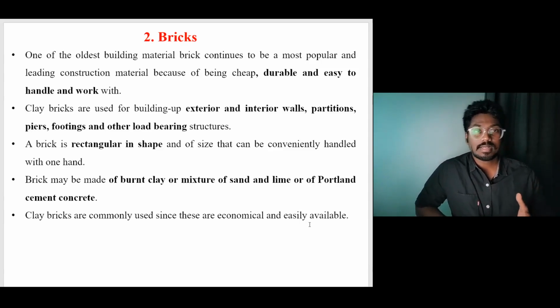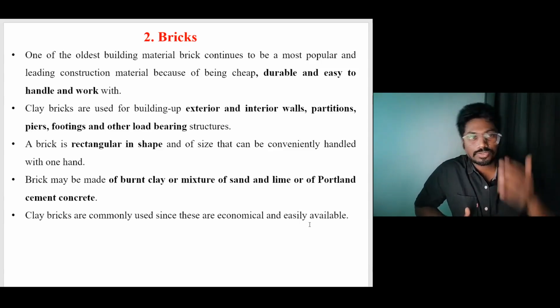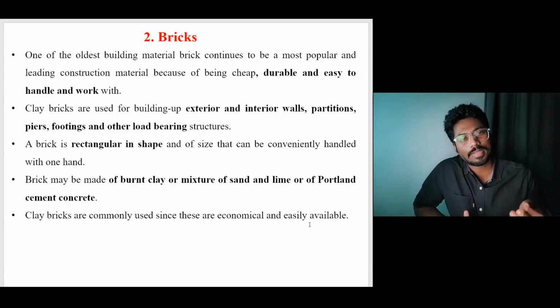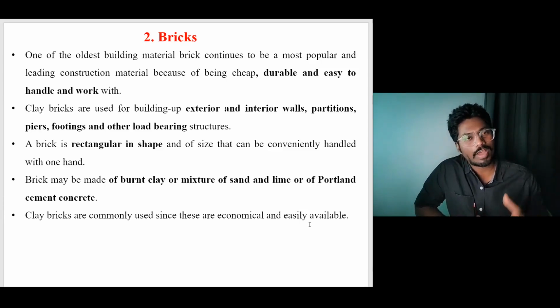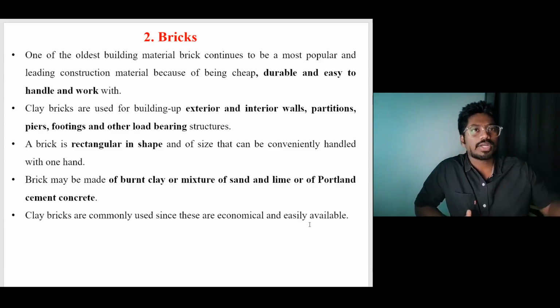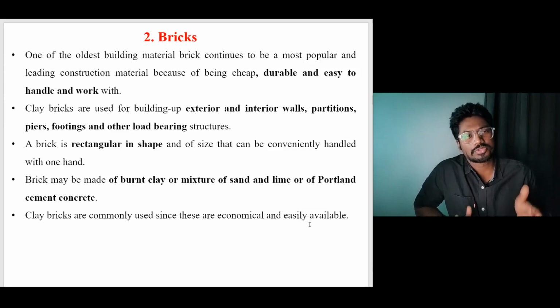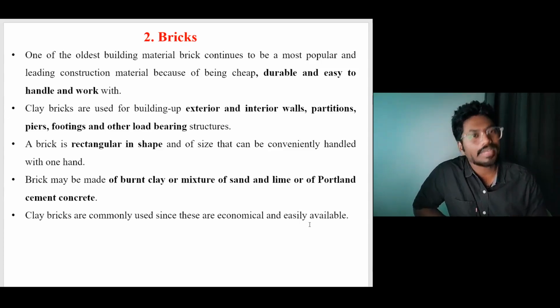Like I said, the idea of manufacturing this sort of construction material is similar, but the versions of this material are different. For instance, you have burnt clay bricks, you have cement bricks, you have fly ash bricks. You have different versions of brick which have different compositions of materials used to manufacture them. Clay bricks are the most commonly used since these are the most economical and easily available.